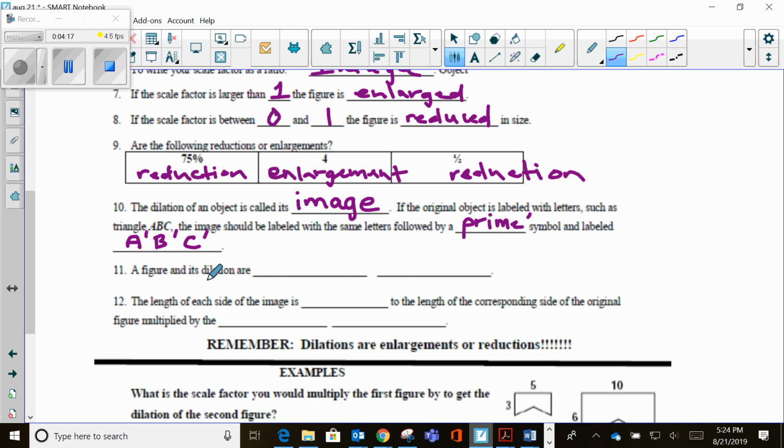A figure and its dilation are similar figures. The length of each side of the image is proportional to the length of the corresponding side of the original figure multiplied by the scale factor.